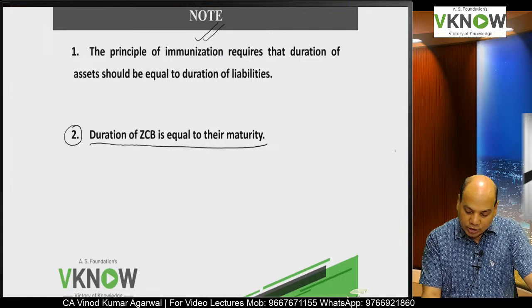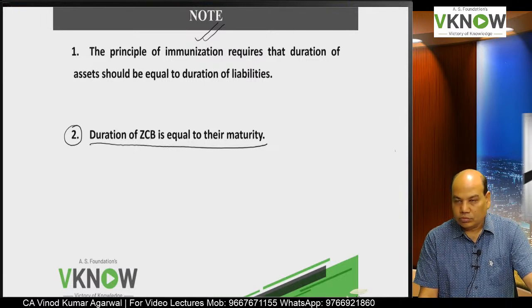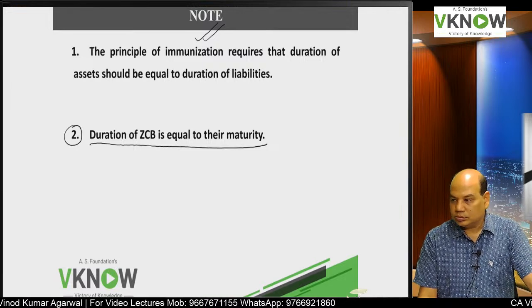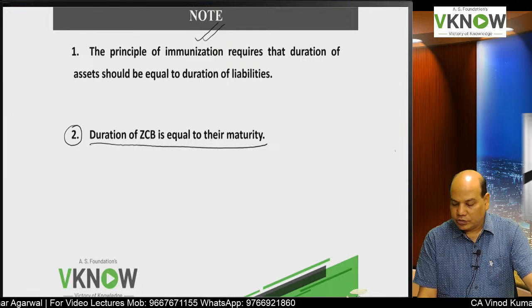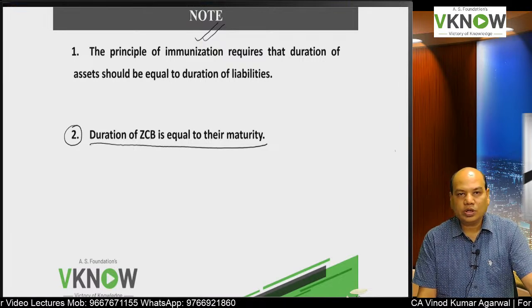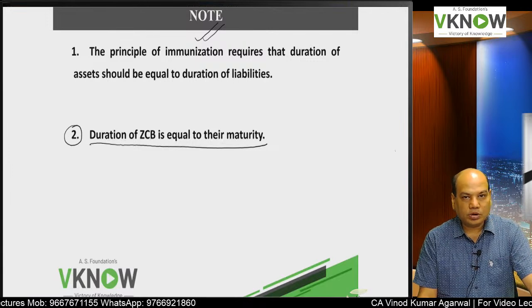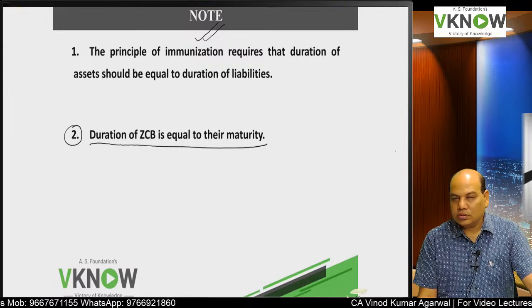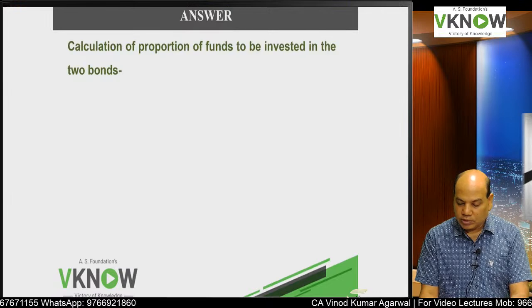And second point, write down: duration of a zero coupon bond is equal to its maturity. Same question one more time, write down.